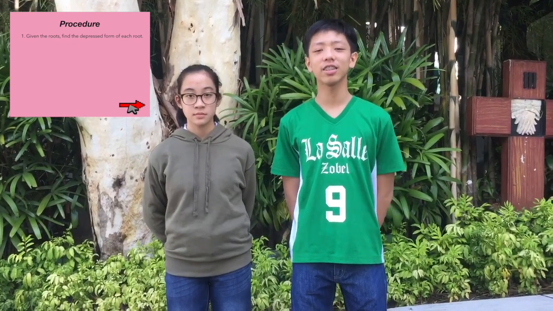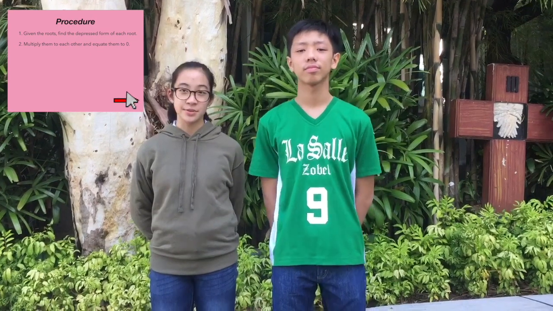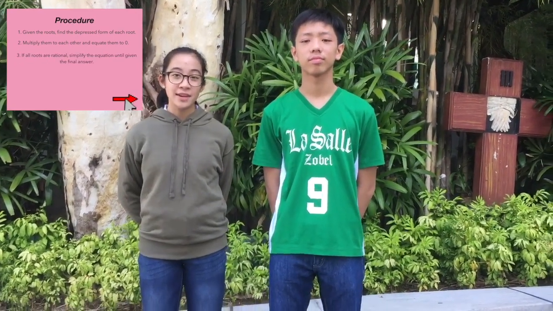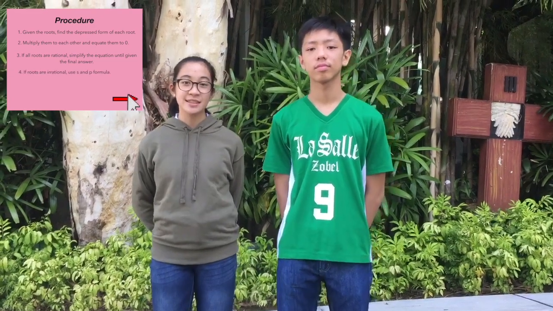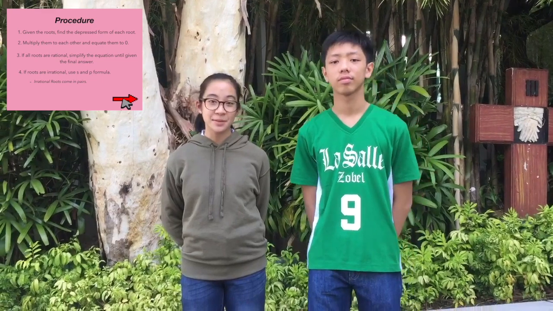To recap our discussion today, the steps we learned are: Given the roots, find the depressed equation of each root. Then multiply them to each other and equate them to 0. If all roots are rational, simplify the equation until the final answer. If roots are irrational, then use the S and P formula.